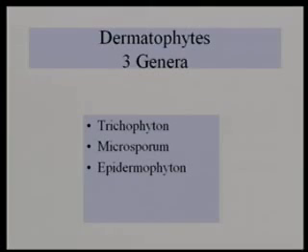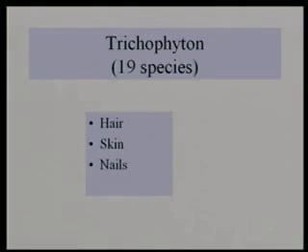There are 3 genera: the trichophyton, microsporum, and epidermophyton. They are readily distinguished organisms. There are 19 species of trichophyton, and they infect the hair, skin, and nails. Each one of these genera has a different predilection. Trichophyton will affect all 3 of the dead keratinized tissue of the body: hair, skin, and nails.